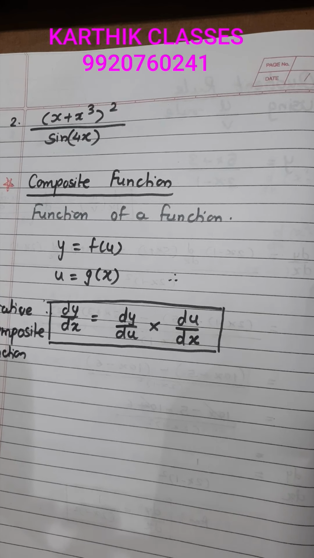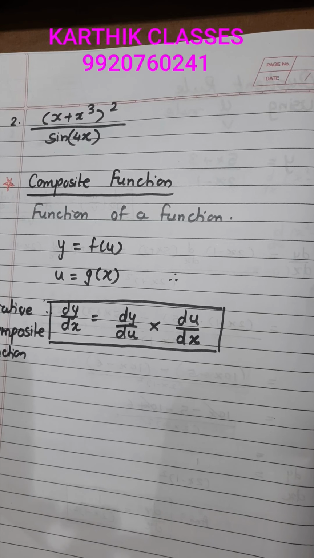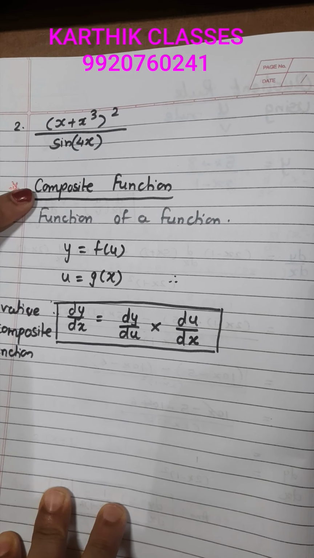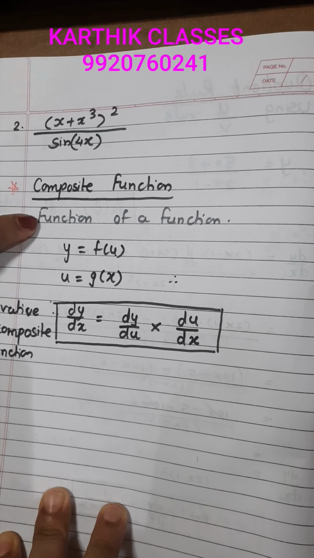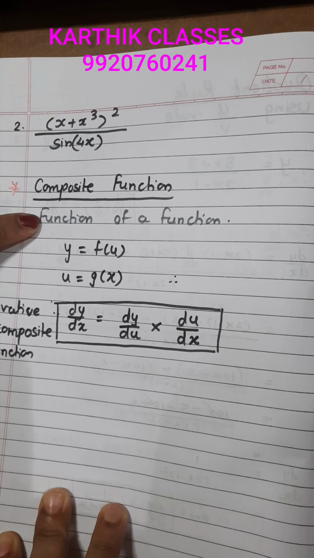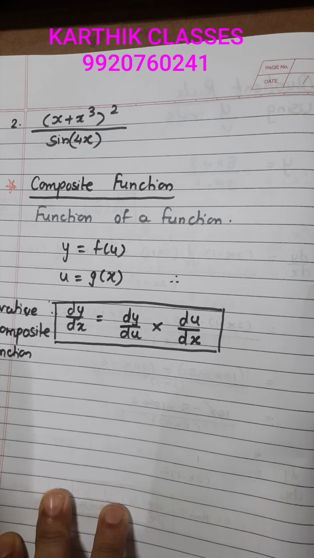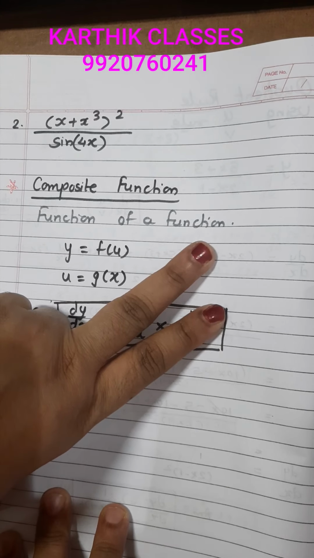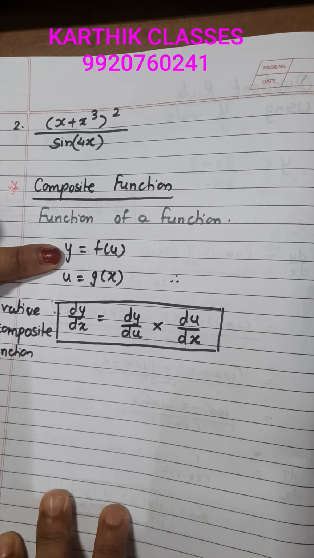After learning the basic functions and their derivative functions, today we will see what we mean by composite functions. As you can see here, I have written "function of a function". The word composite means it is a combination of functions. So when I have one function as a function of some other variable, then we call it a function of a function.